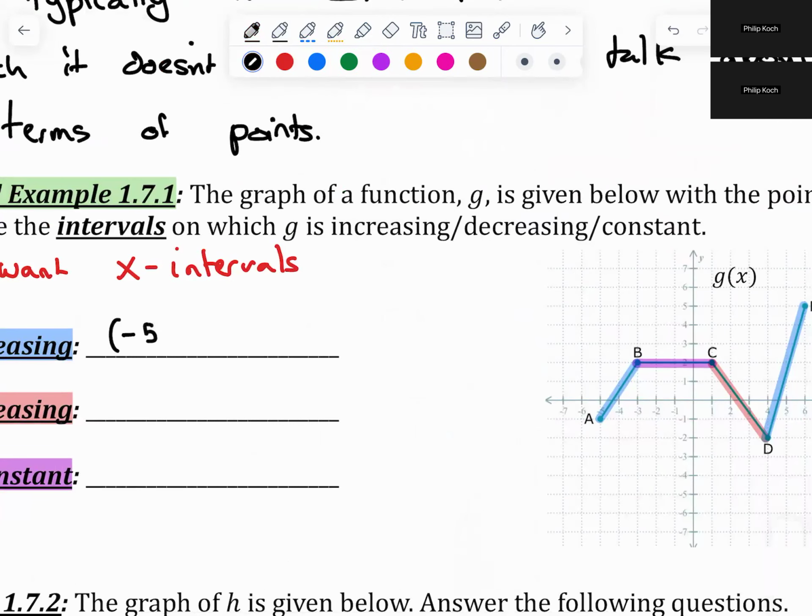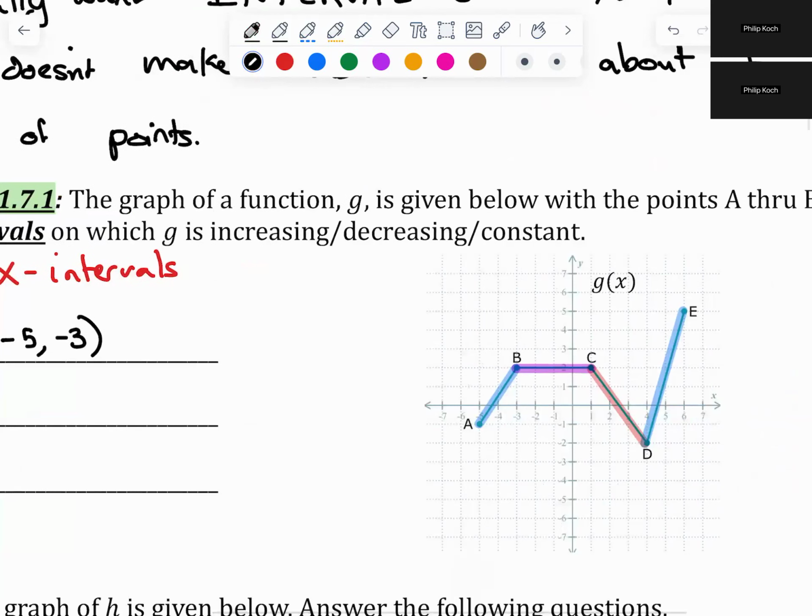So -5 to -3. Now, some textbooks will say that you should use brackets, and some textbooks are wrong. It's not correct. It drives me nuts when there's a textbook that says that. It should be parentheses, because there's no sense in talking about the endpoints, because at the endpoints of these things, it could go up or down. It's dumb and I hate it, and we will not be doing that. We will be using parentheses like good mathematicians.